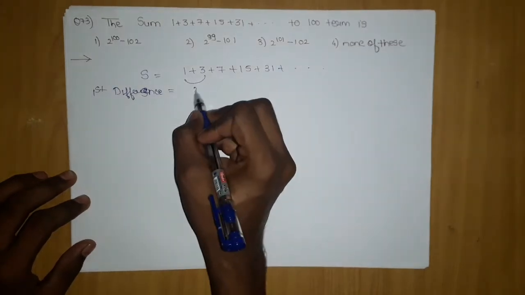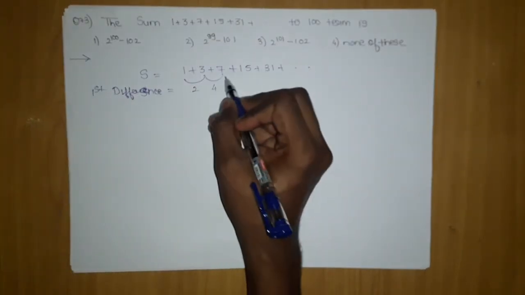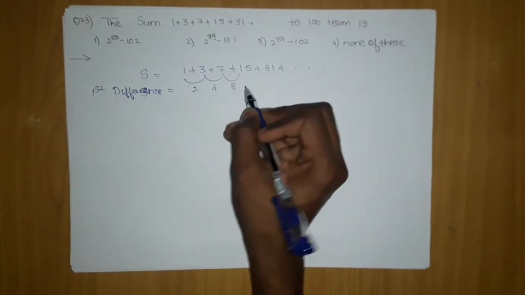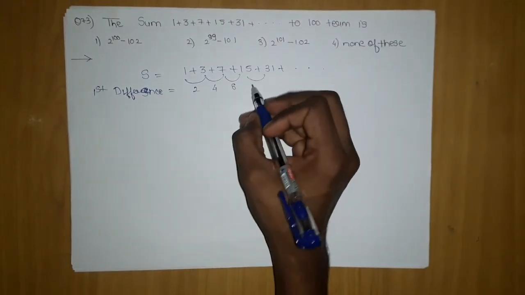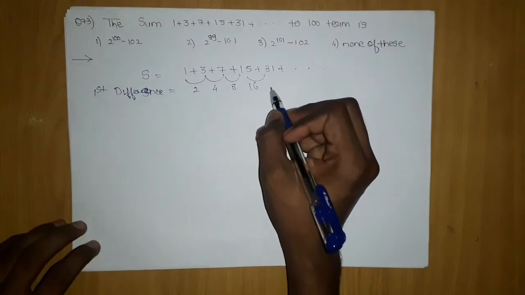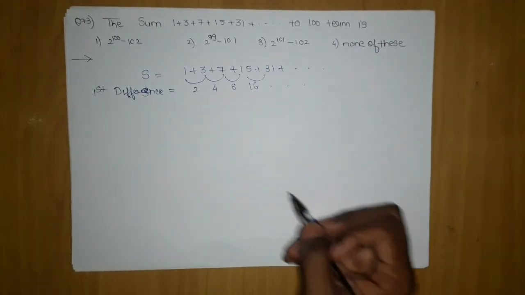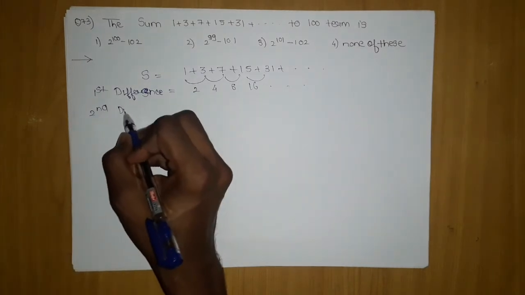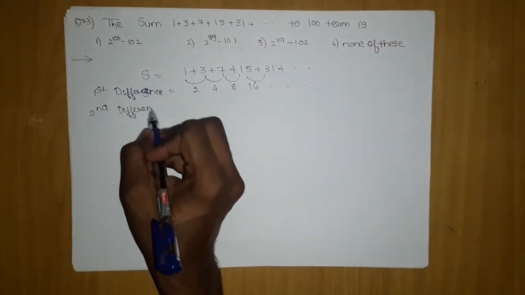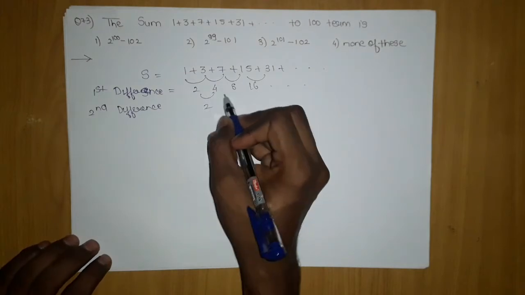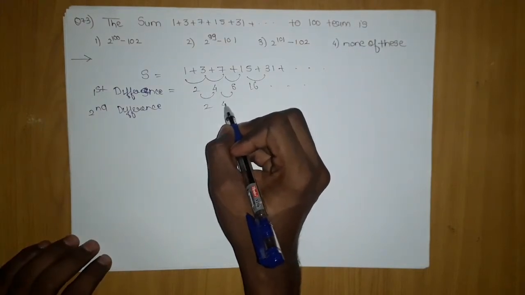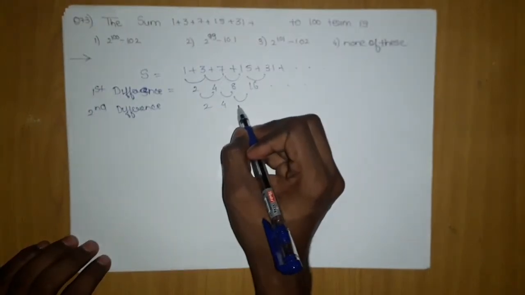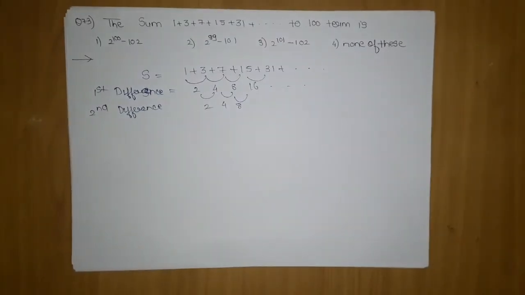It will be what? 2. This will be what? 4. This will be what? 8, right? 16. Okay, and so on. Since we are not getting a constant value, we will go with the second difference. Second difference will be what? 2. This will become 4 and this will become 8. So here we got the ratio same.